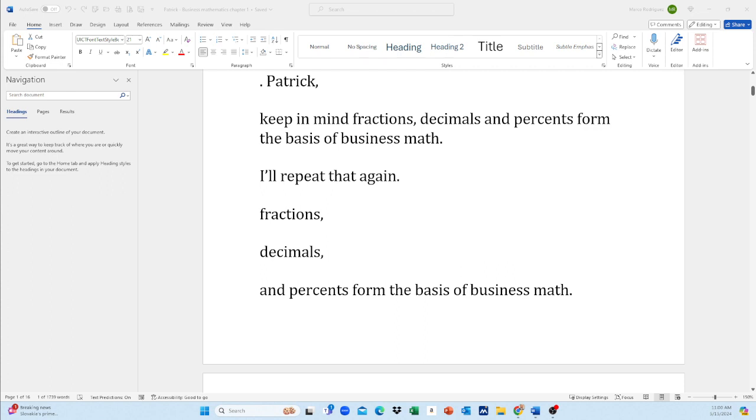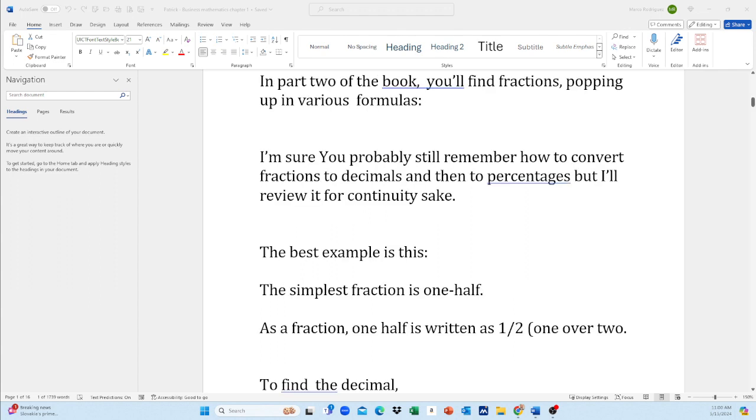Keep in mind, fractions, decimals, and percents form the basis of business math. I'll repeat that again. Fractions, decimals, and percents form the basis of business math. In part 2 of the book, you'll find fractions popping up in various formulas. I'm sure you probably still remember how to convert fractions to decimals and then to percentages, but I'll review it for continuity's sake. The best example is this.